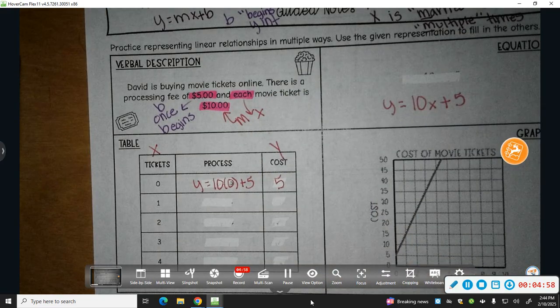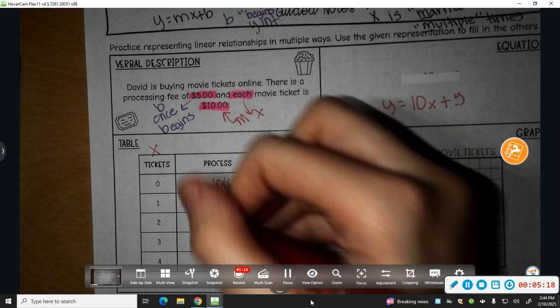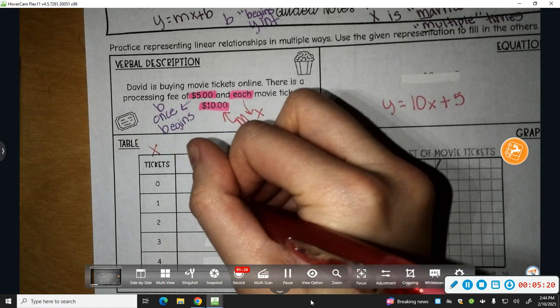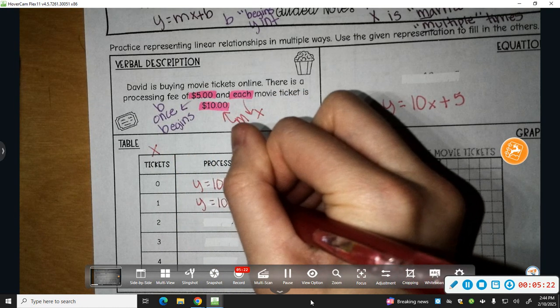Okay, so even if he didn't buy tickets, but he went online, that doesn't make a ton of sense. You would think that if he's not going to buy any tickets. But just for the sake of this situation, we're going to say that it goes ahead and charges him $5 just for logging in online. Okay, if he bought one ticket, I'm going to do the same thing, plug it in. I have y equals 10 times 1 plus 5.